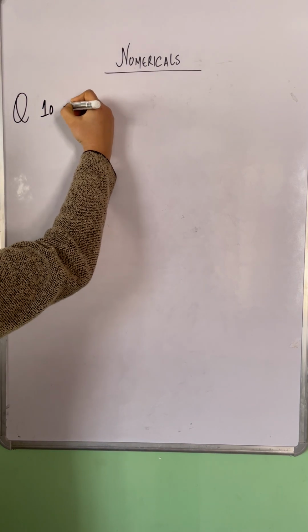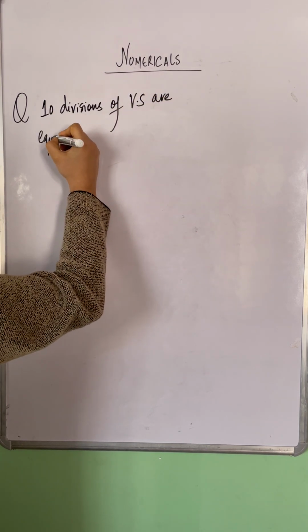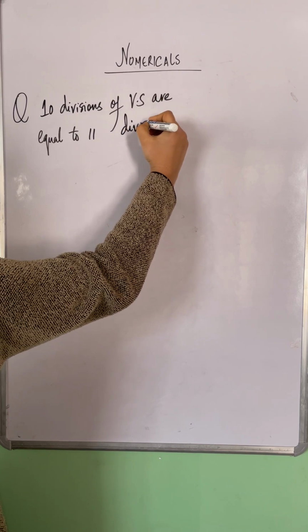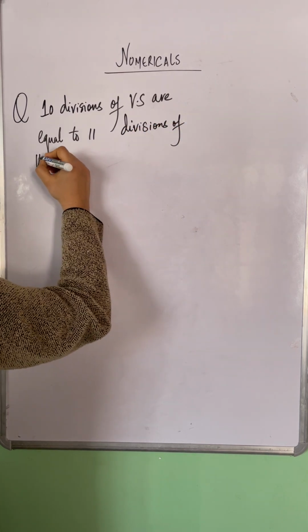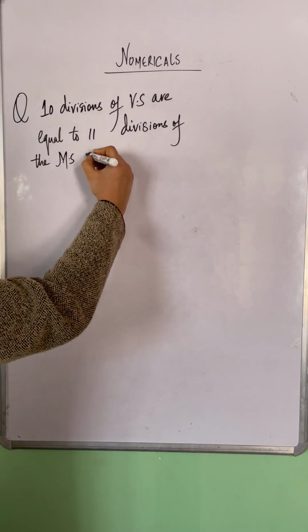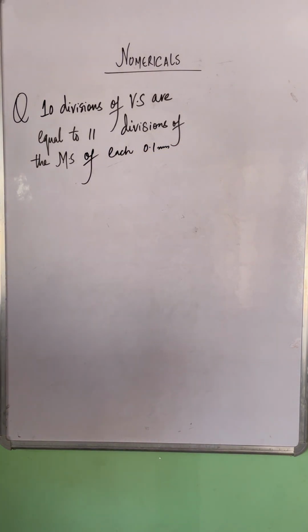Let's do another question. My next question is, okay, let's take this question. 10 divisions of vernier scale are equal to 11 divisions on the main scale, of each 0.1 mm. What is the least count of the vernier scale?